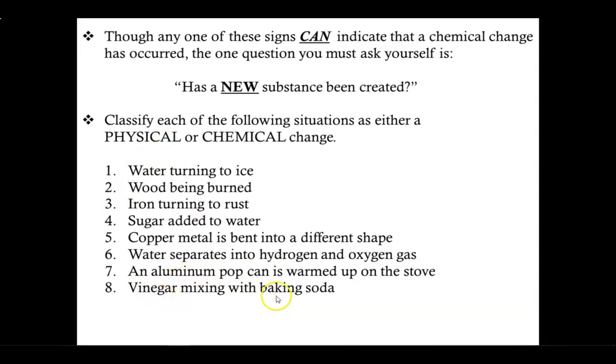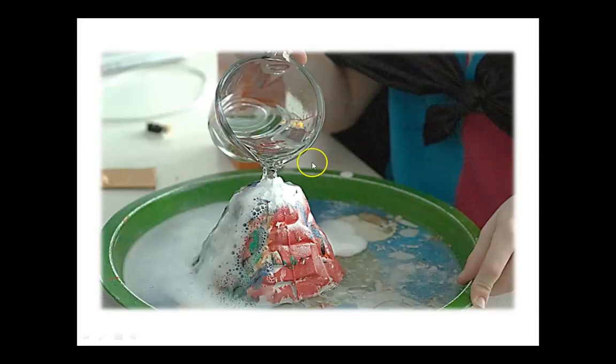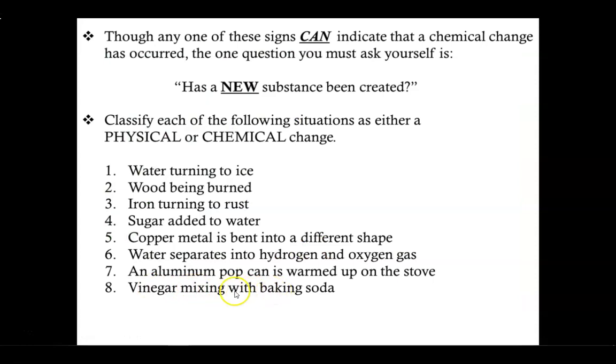Finally, mixing vinegar and baking soda is a chemical change. This is the typical science fair experiment that elementary students conduct as a volcano demonstration because it creates a fizzy gas, in this case carbon dioxide. So a new substance is created.